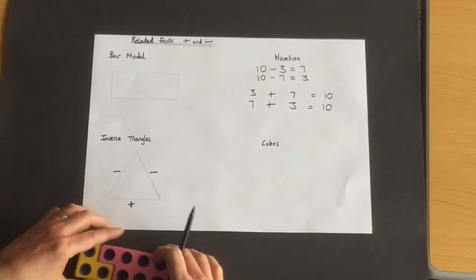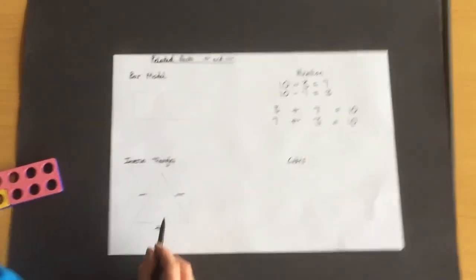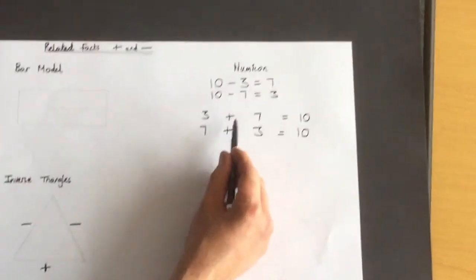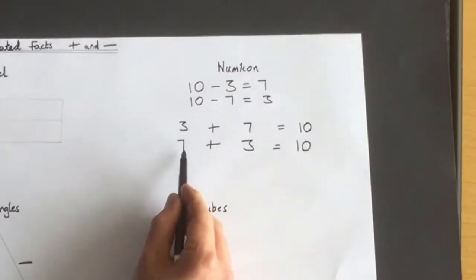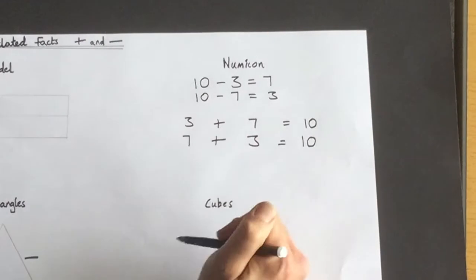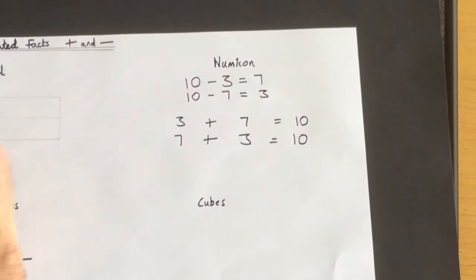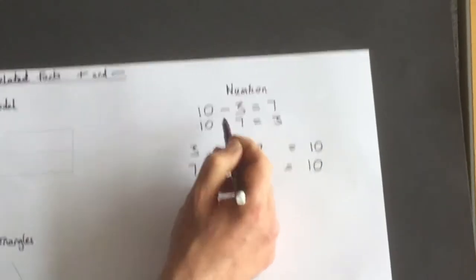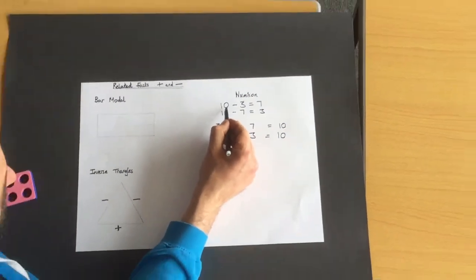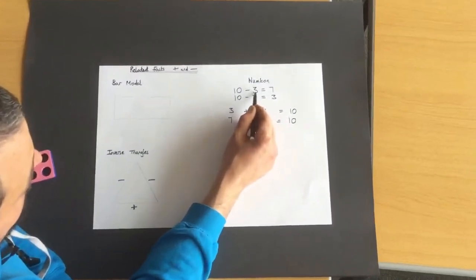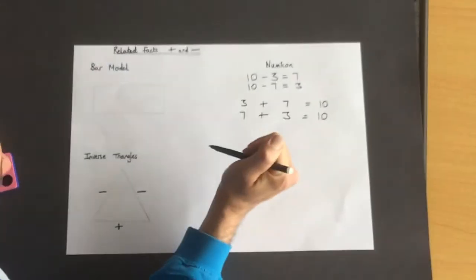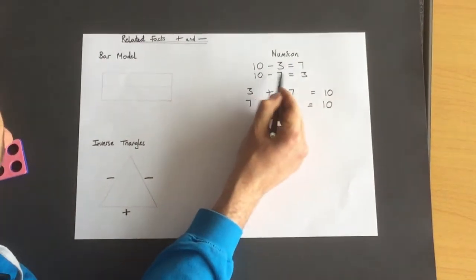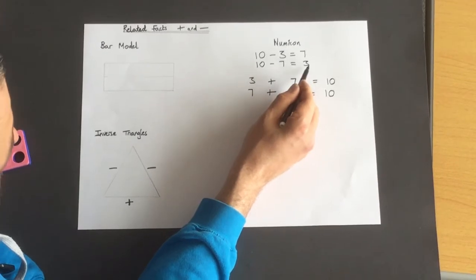So I'll take those away, and you can see the calculations that we've got. We started with 3 add 7 equals 10, 7 add 3 equals 10, and then we've got our 2 inverse operations, where we've got subtraction and addition being inverse. We start with the total, the 10, take away one number, the 3, leaves us with the second number, 7. 10 take away 7 equals 3, there.